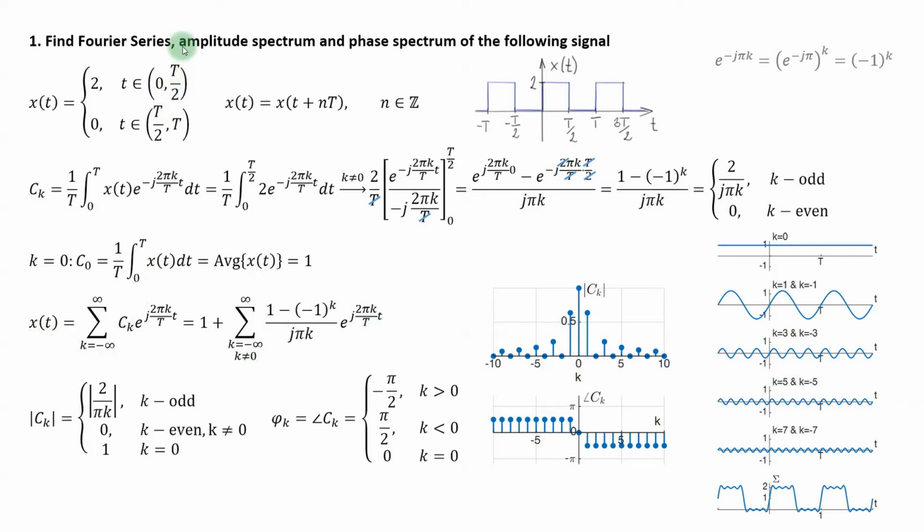Now, what about the amplitude spectrum and the phase spectrum? Well, the amplitude spectrum is the absolute value of the complex spectrum. That is the absolute value of these coefficients and this coefficient.